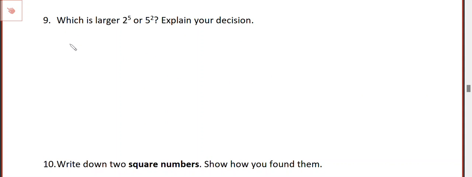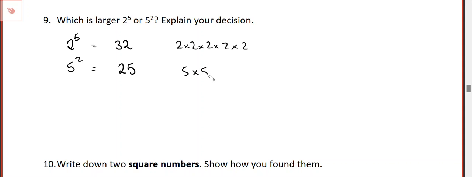Which is larger? Well, hopefully you were saying 2 to the power of 5 is equal to 32. 5 to the power of 2 is equal to 25. Because it's 2 times 2 times 2 times 2 times 2, or 5 times 5. Therefore, 5 squared is larger. So if I said, please answer the question, some of you wrote down what they were and then didn't actually answer which one was bigger.